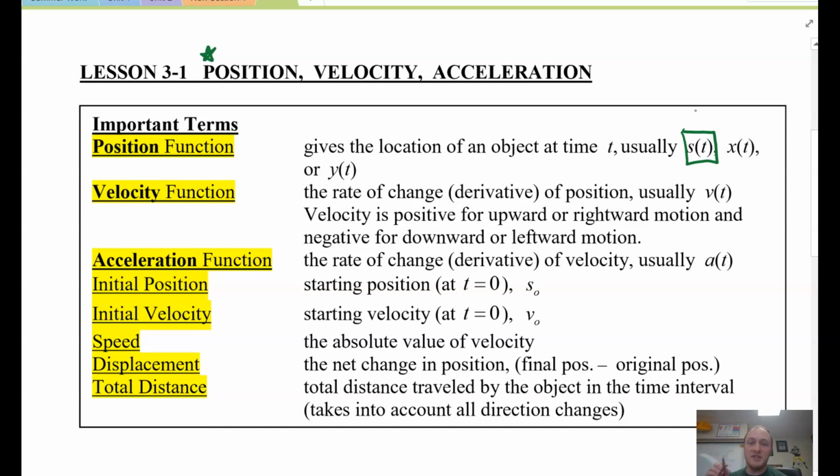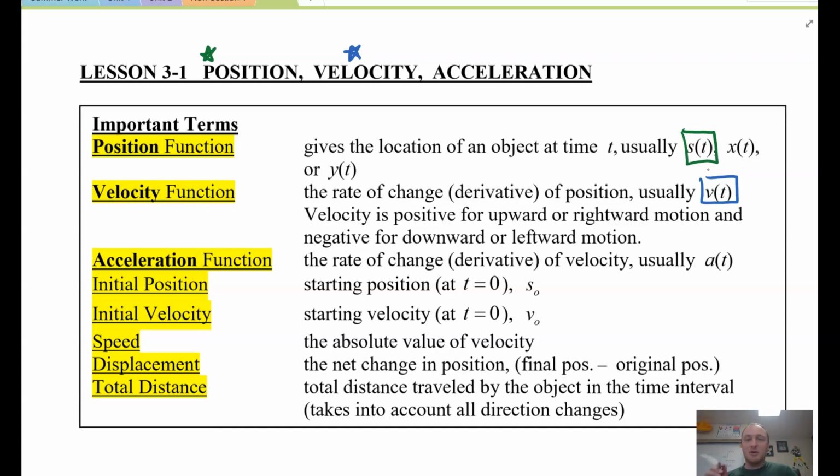Now, if I want to take the rate of change of position, this is known as velocity, okay? And I'll write this. This is velocity, V of t. Now, if velocity is positive, then an object is going to be moving upward or in a rightward motion, okay? And if it's negative, then it's moving downward or leftward, okay?